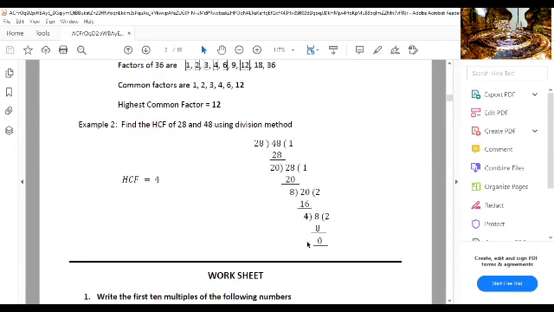Now 4 we take as the divisor and 8 we take as the dividend. Now in the 4 table, for 8, 4 2s are 8. Therefore the remainder value is 0. Now this 4 is nothing but the HCF of 28 and 48. This is a very easy method. HCF is 4.